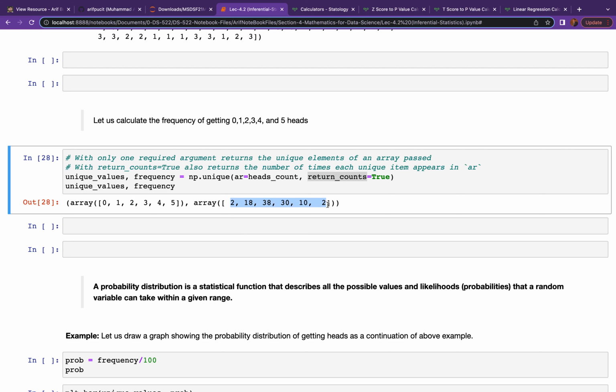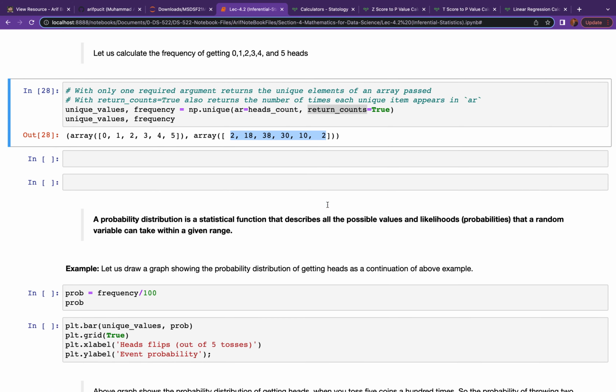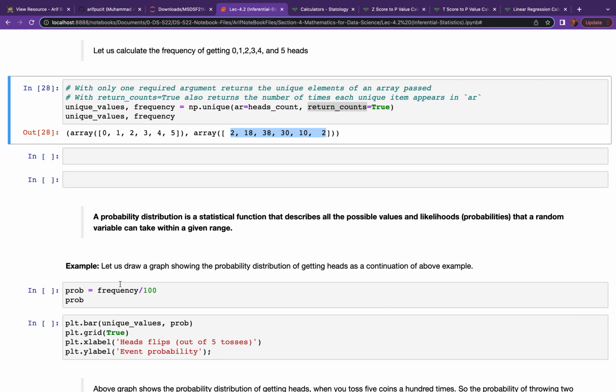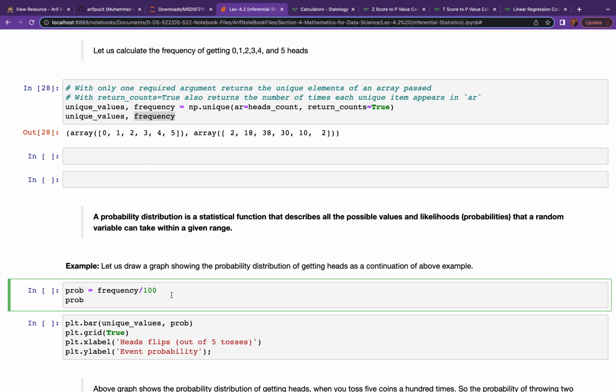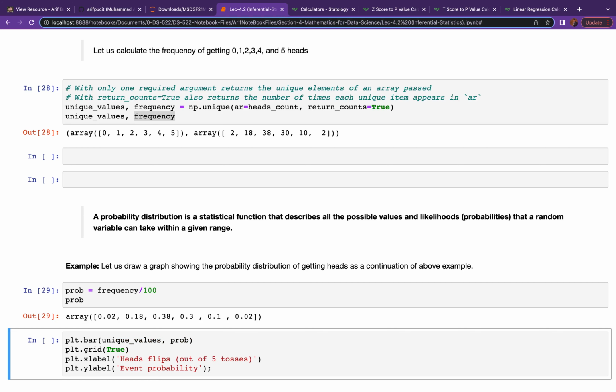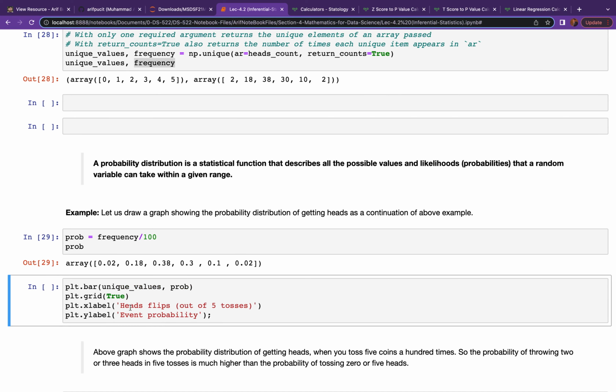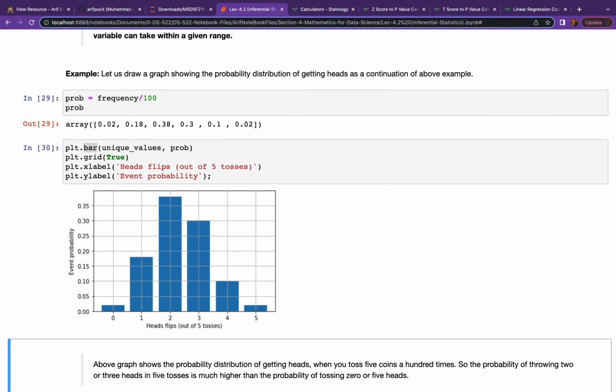Let us draw a probability distribution graph of this experiment by dividing this frequency variable containing these values by 100, which is the count of the experiments, to get the probability. And let me use the bar chart and show you the graph.